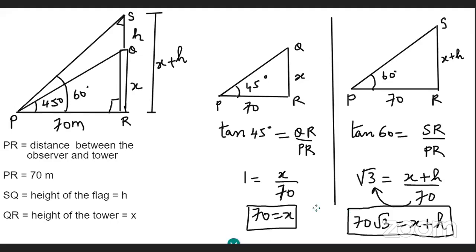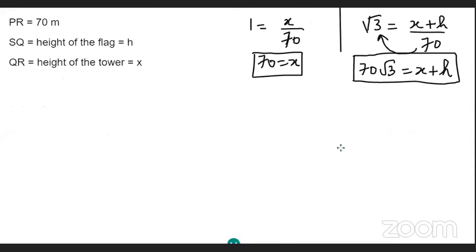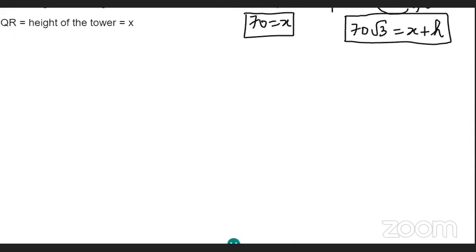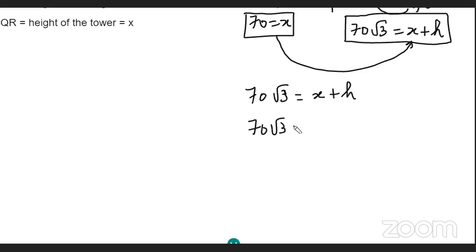So now what I'm going to do is, do we have the measurement of x as 70 with us? So I'm going to substitute this value of x into this equation. So what is my equation? 70 root 3 equals x plus h. In place of x, I'm going to put 70, meaning substitute.